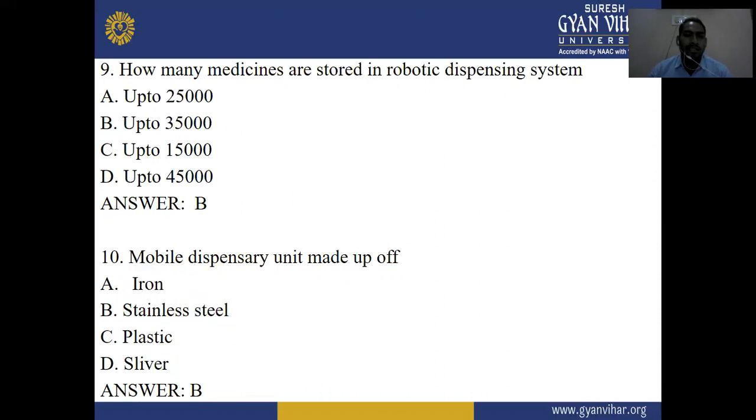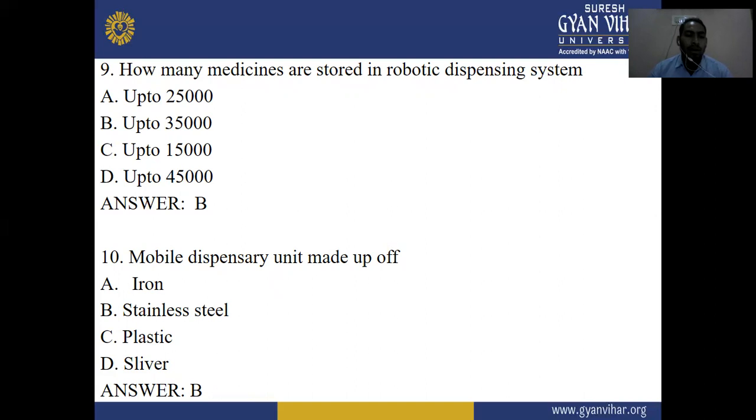How many medicines are stored in robotic dispensing system? Option A is up to 25,000. Option B is up to 35,000. Option C is up to 15,000. And option D is up to 45,000. The right answer is B, up to 35,000.